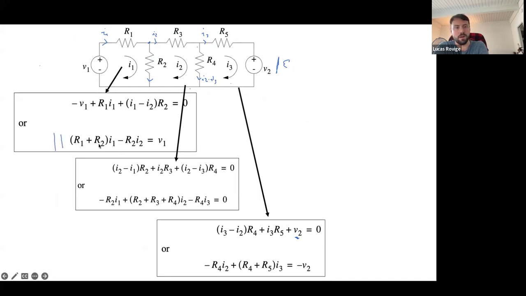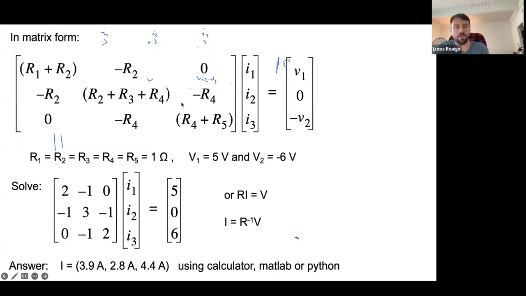So see, R1 plus R2 multiplied by I1 minus R2 multiplied by I2 is equal to the potential. And so we're just writing that in matrix form. R1 plus R2, minus R2, multiplied by I1, I2, and I3 is not there, so it's 0. And then that's equal to V1.